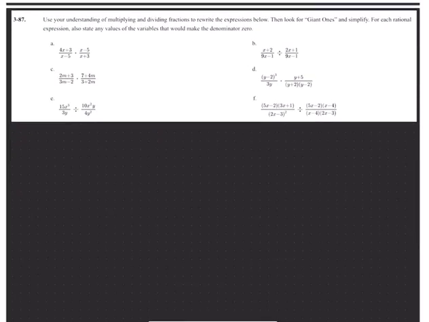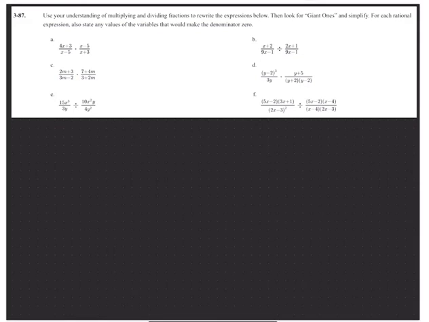All right. Problem 87, they gave us a whole bunch of problems to look at. We're going to pick and choose a little bit, right? Use your understanding of multiplying and dividing fractions to review the expressions below. Then look for giant ones and simplify. Those giant ones are what I refer to as those factors, right? And simplify. For each rational expression, also state any values of the variable that would make the denominator 0. So those would be those excluded values. Okay?